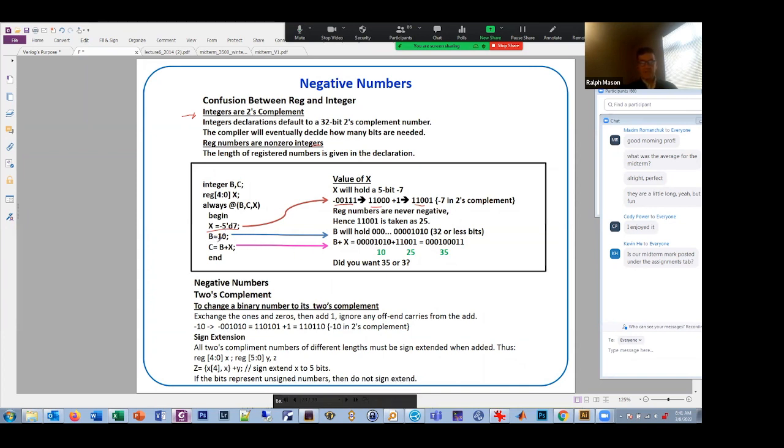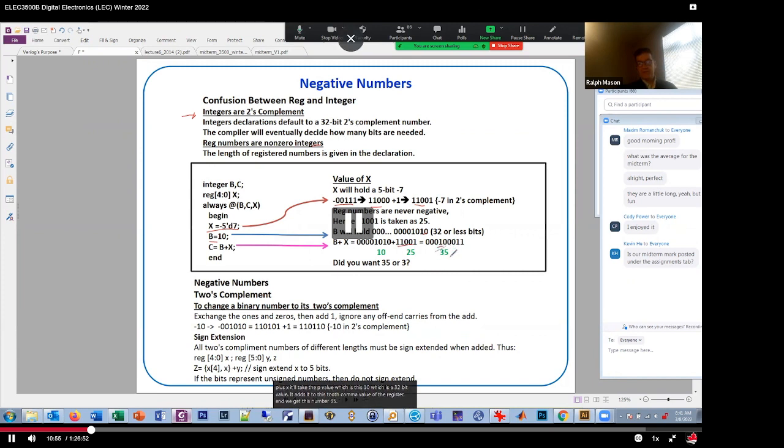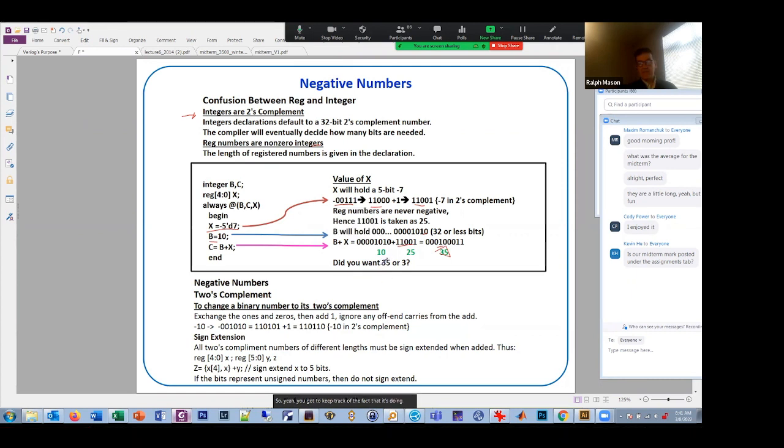B is 10, which is an integer, and C, which is also an integer, is B plus X. It'll take the B value, which is this 10, which is a 32-bit value. It adds it to this 2's complement value of the register, and we get this number 35. So you got to keep track of the fact that it's doing 2's complement in there. So you might have thought that was a 3 instead of a 35, but that's the way it handles negative numbers.